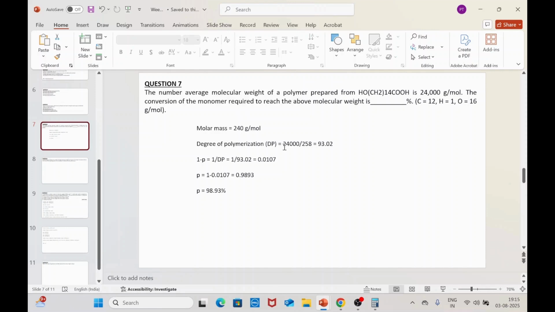So you just take and divide this value and then proceed. You should be getting somewhere around 99 percent.